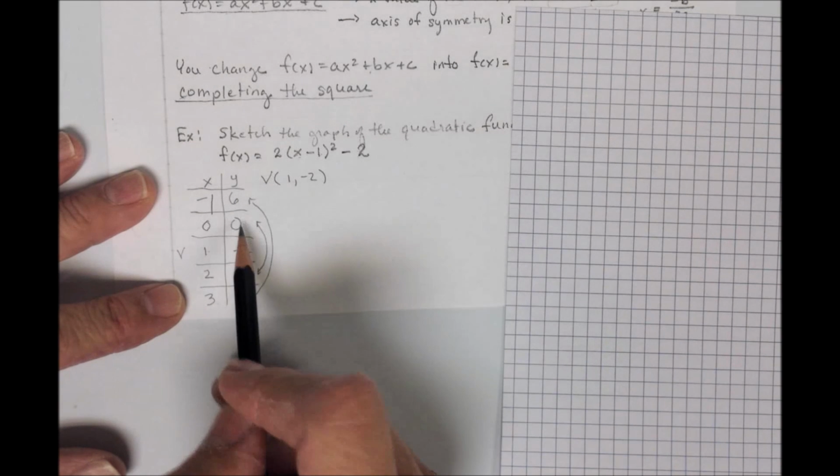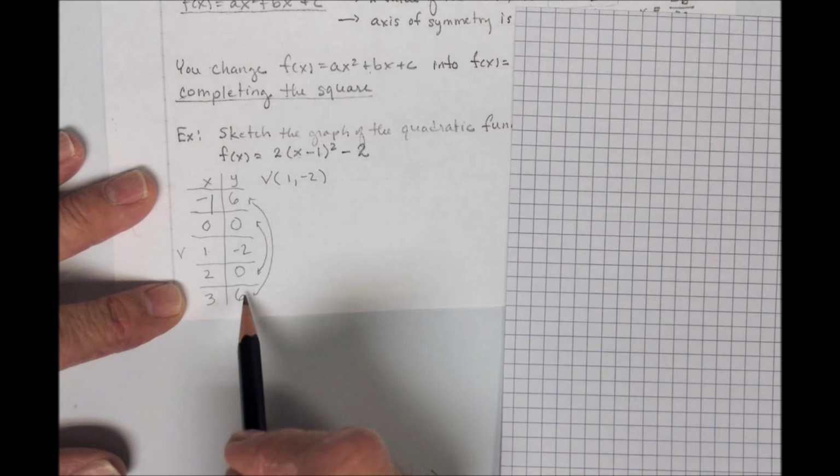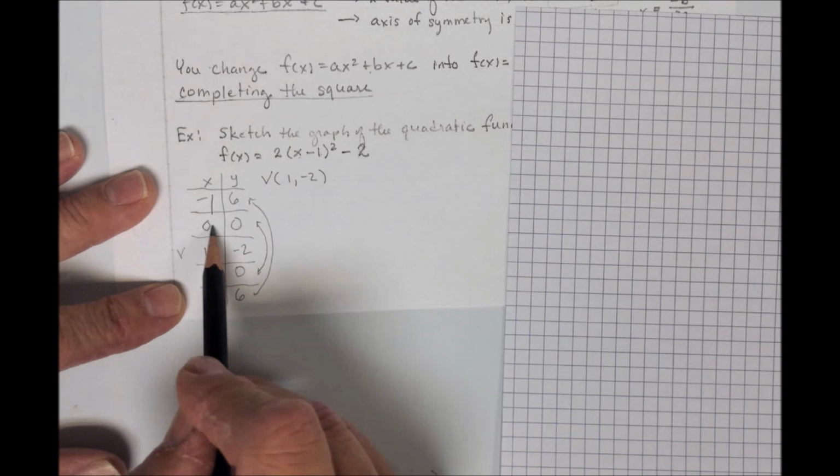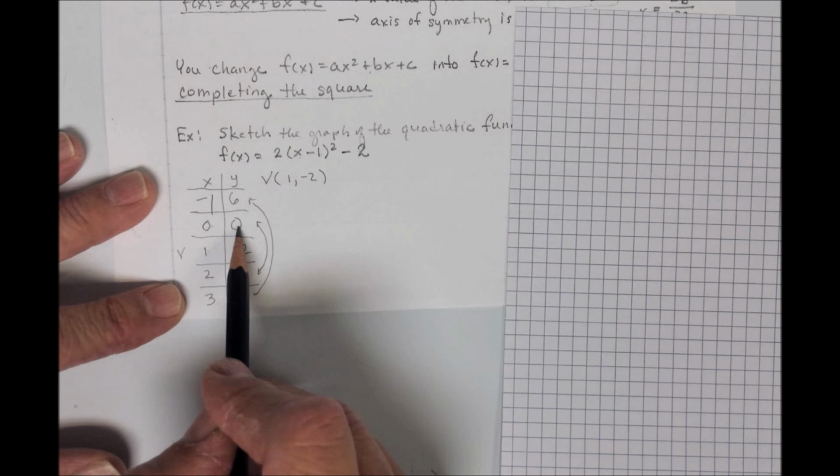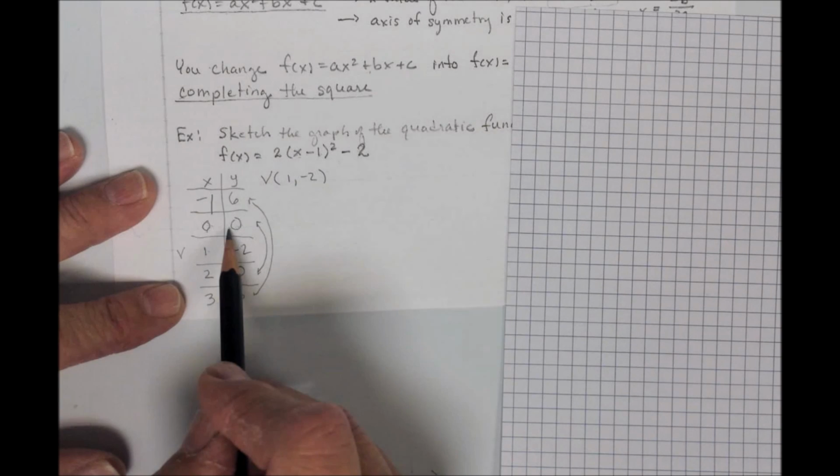Not only are we able to find 5 points, I actually have the x-intercepts right here, because you can see that the y values are 0. This is not only an x-intercept, this is also a y-intercept, because this is the origin, it's on the y-axis.